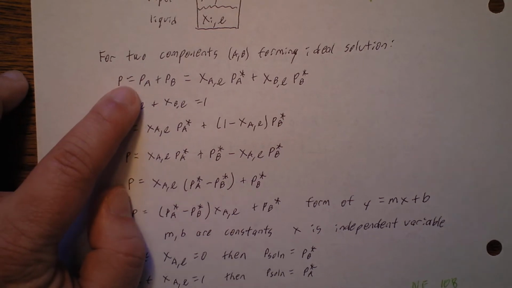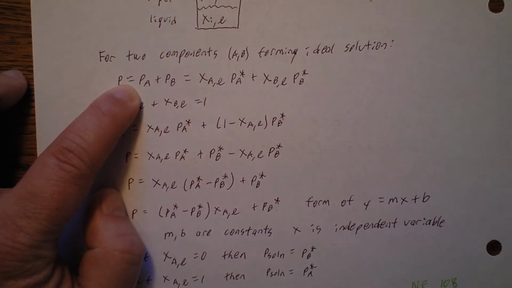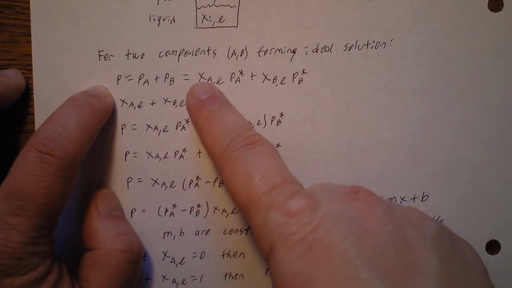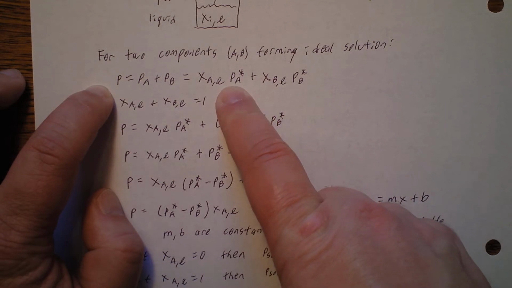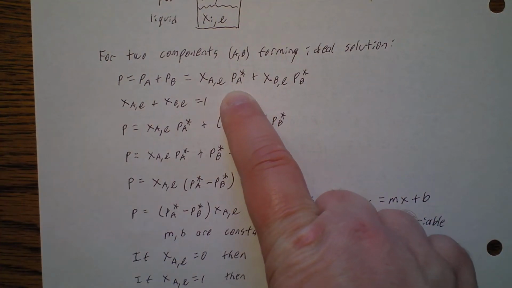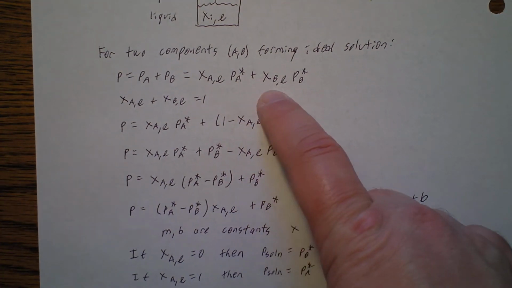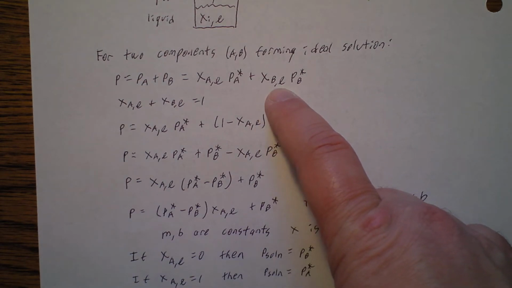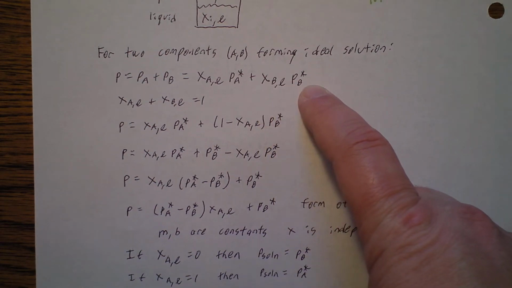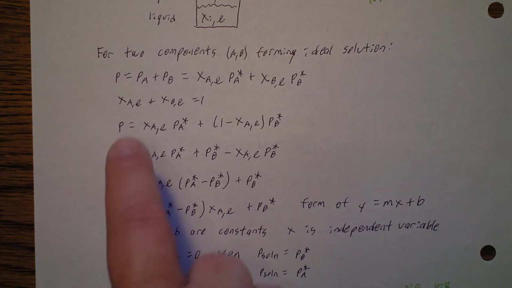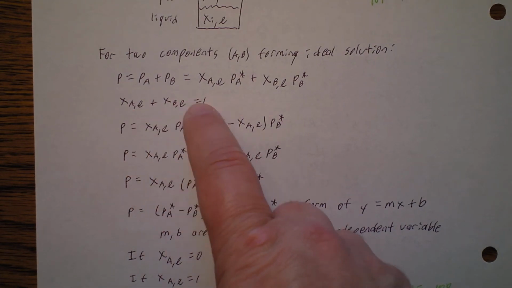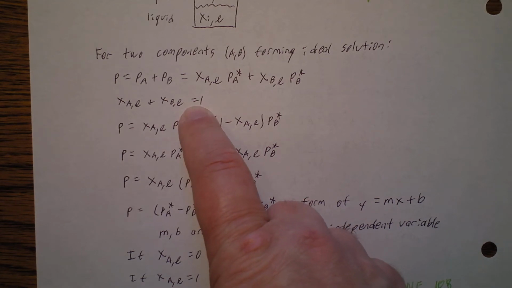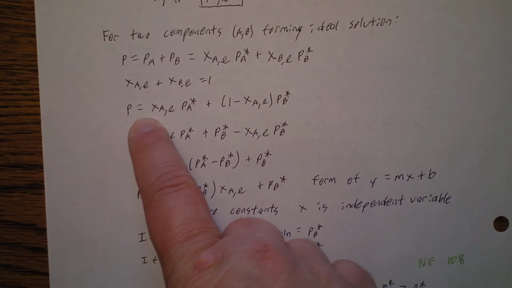So the pressure is equal to the partial pressure of substance A plus the partial pressure of substance B, which is equal to the mole fraction of substance A in the liquid form times the pressure of A when it was not mixed plus the mole fraction of B in the liquid phase times the pressure of B before it was mixed. Now we also know, of course, that the mole fraction of A in the liquid plus the mole fraction of B in the liquid has to equal 1 because we said there are only two components.